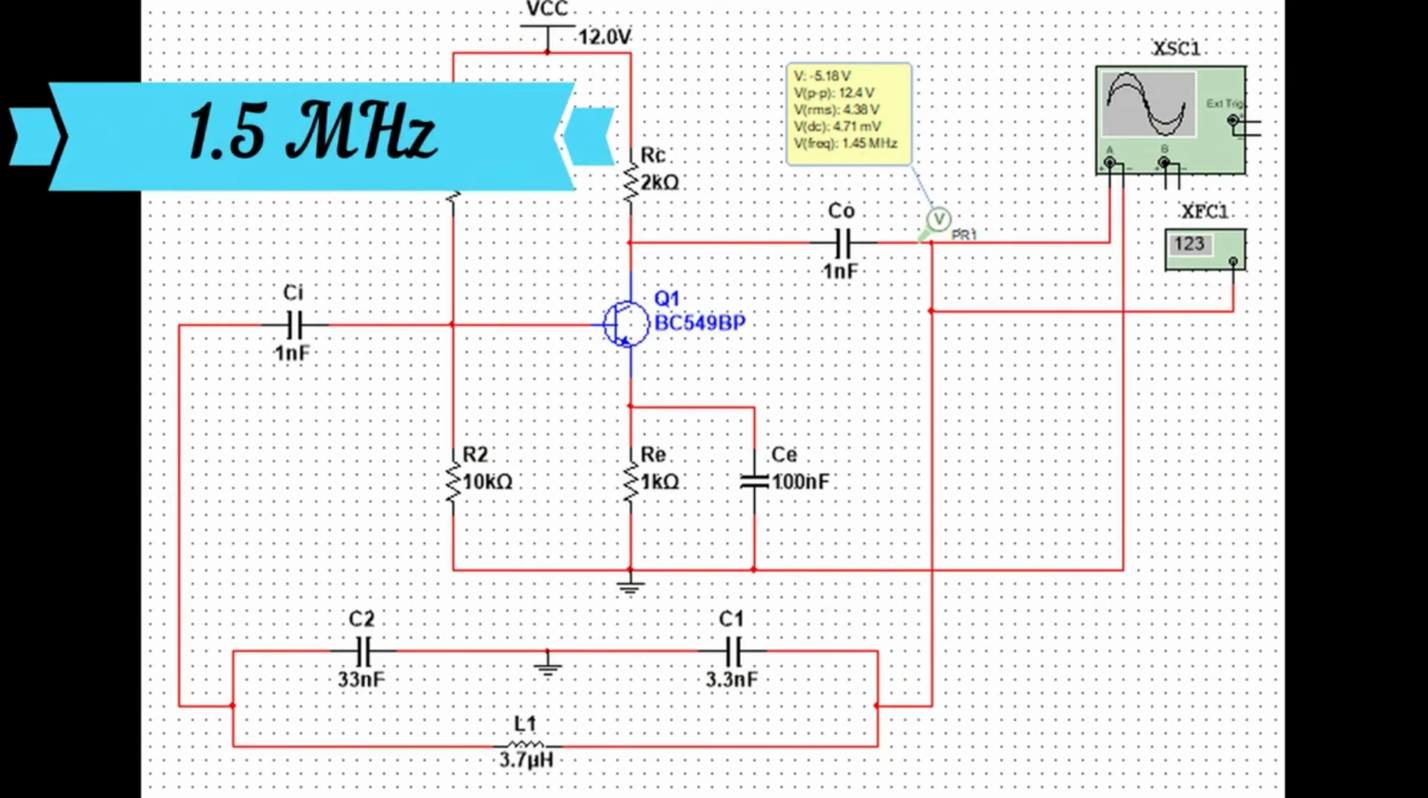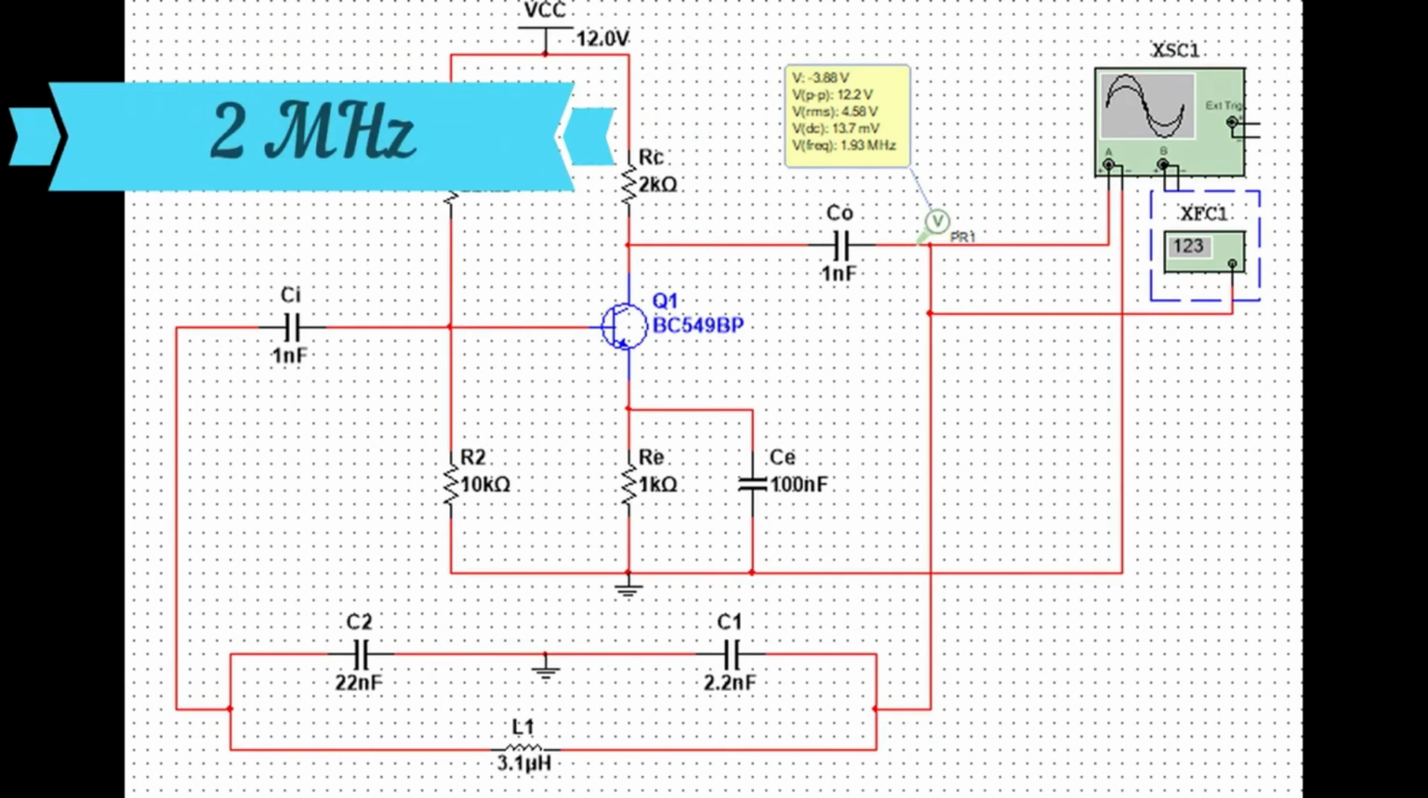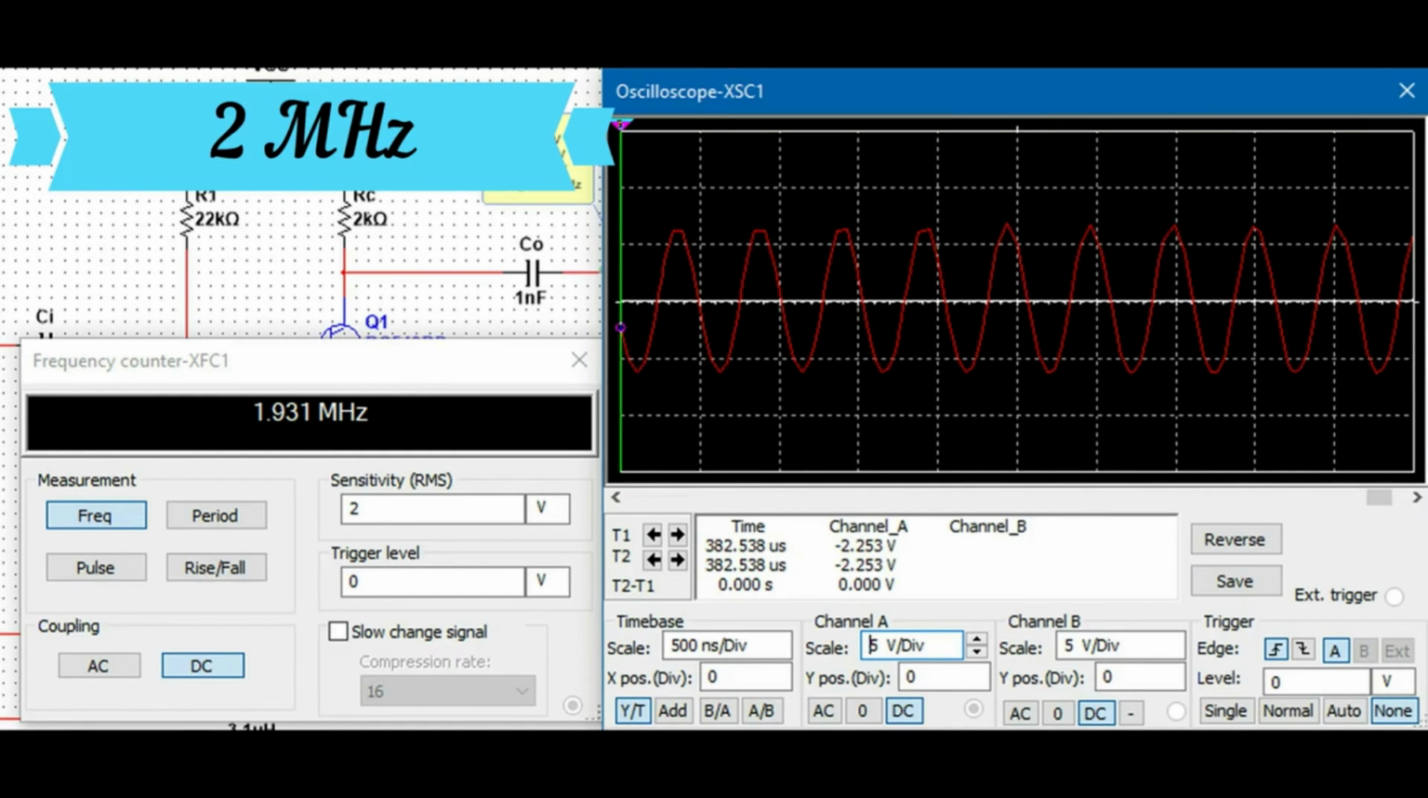For 1.5 MHz, assuming C1 3.3 nanofarad and C2 33 nanofarad, the inductor is about 3.7 microhenry. The measured value was 1.4 MHz. For 2 MHz, assuming C1 2.2 nanofarad and C2 22 nanofarad, the inductor value is around 3.1 microhenry. The frequency value in Multisim is about 1.9 MHz.